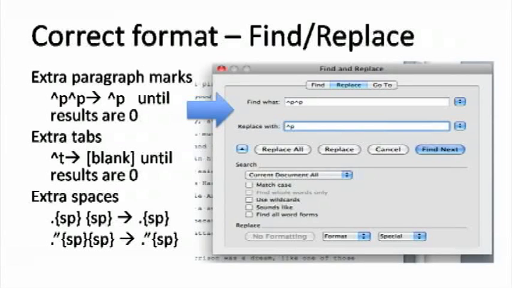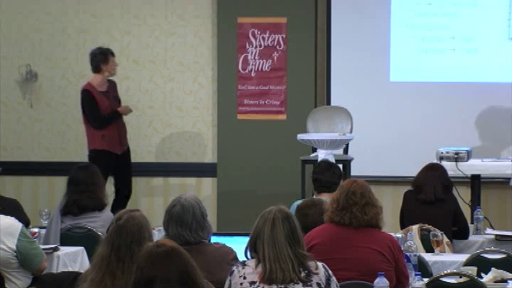You do PP, replace with P, until you just keep doing that over and over again until the results are 0. The same thing for extra tabs: replace them with a blank space. Extra spaces, this is a period.